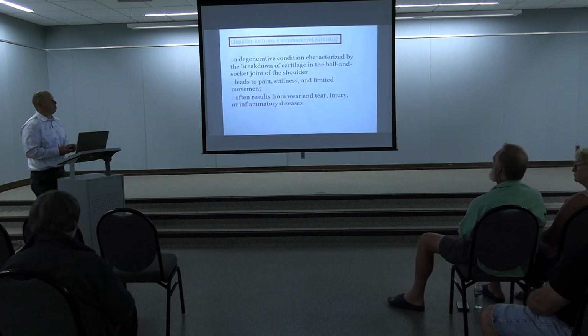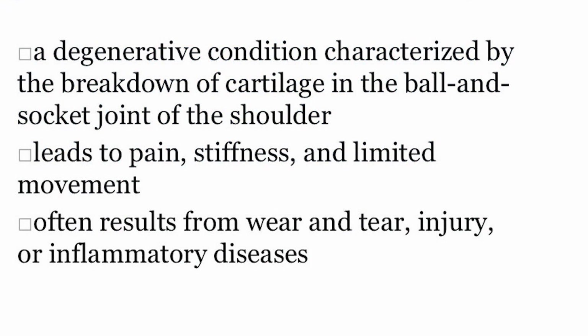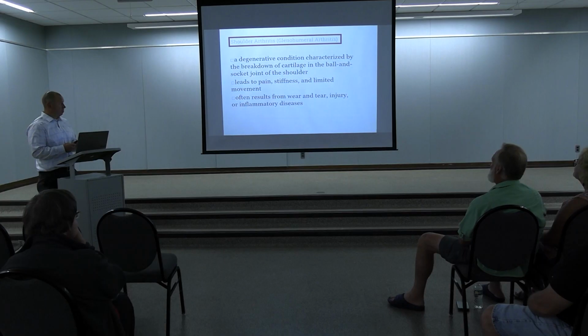Now we're on to the final condition we'll talk about. That's going to be glenohumeral arthritis, or basically shoulder arthritis, and this is typically the arthritis that people are referring to when they say they have shoulder arthritis. It's characterized by breakdown of the cartilage surface of the ball and socket joint.